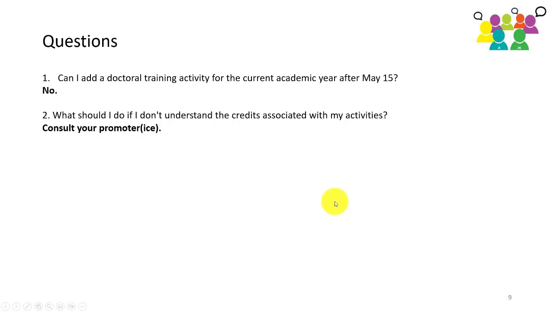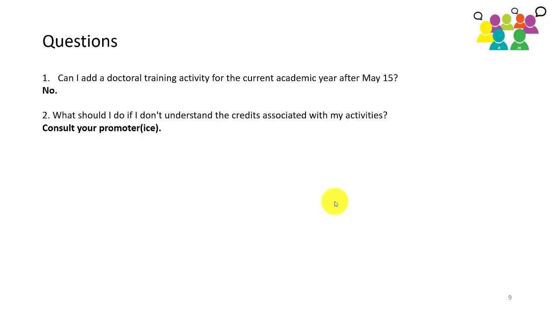I want to go through some questions that cross my email box a lot. Can I add a doctoral training activity for the current academic year after May 15th? No, this is not possible. Doctoral activities are only bound to the dates before the 15th of May. Anything after the 15th of May means that this activity takes place in the following academic year.